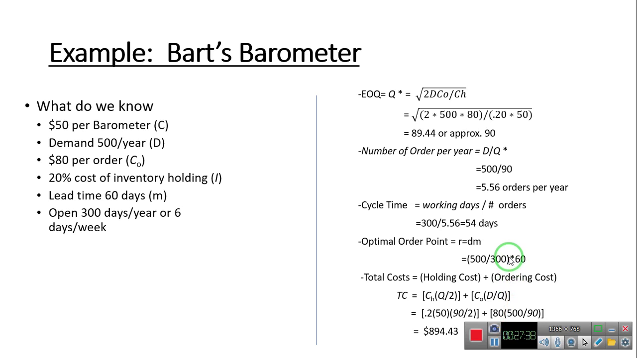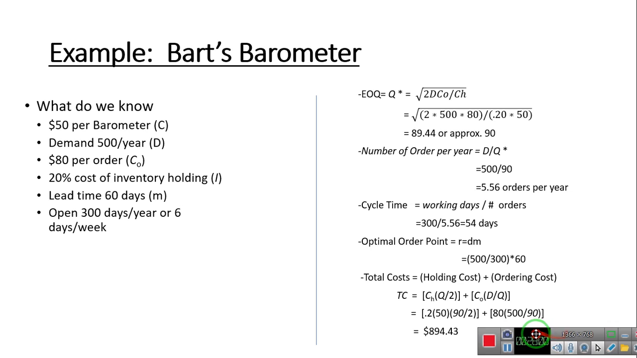So, what is the optimal order point? At what point in your inventory do you need to order? And I'm sorry, I don't know why I didn't do the math here, but that equals 100. And what is your total cost if you follow this approach?